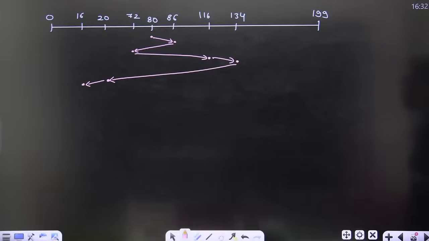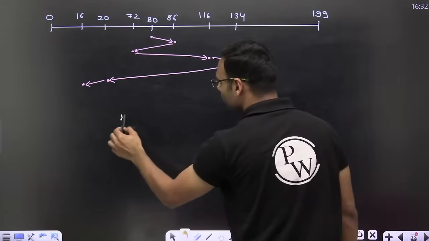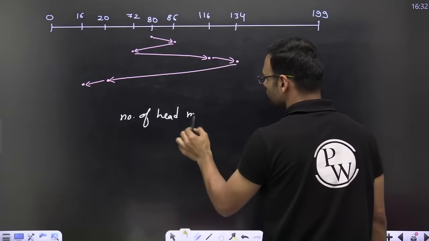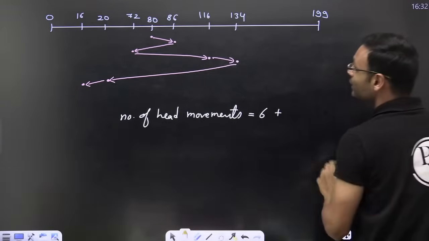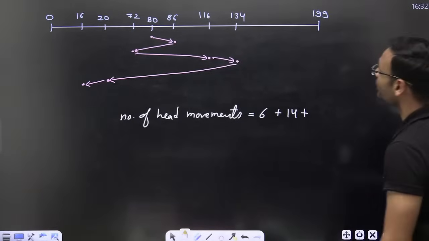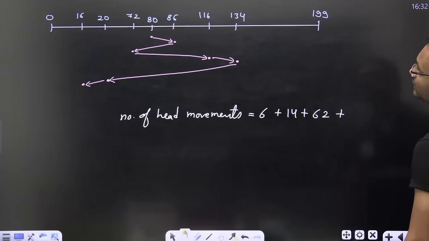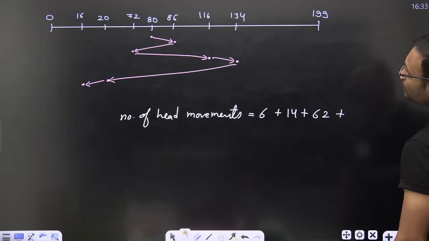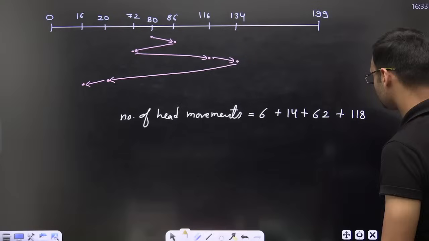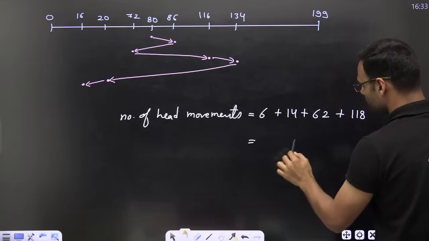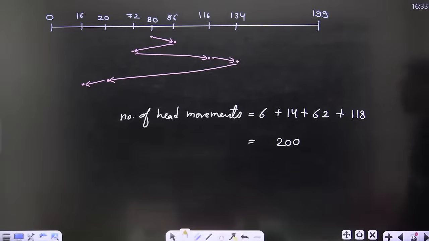This is the way all the services are done. Now how many head movements will we have? First we go from 80 to 86, which is 6. After that 86 to 72, which is 14. Then 72 to 134 is 62. Then 134 to 16, which is 118. Total head movements are 200.